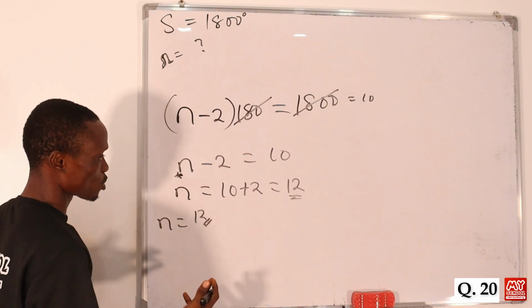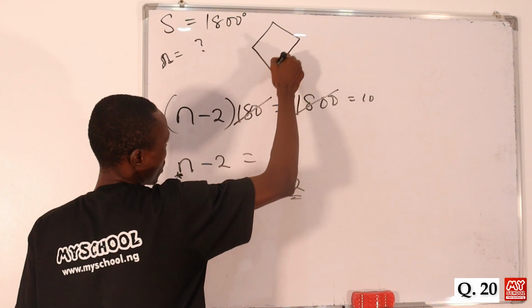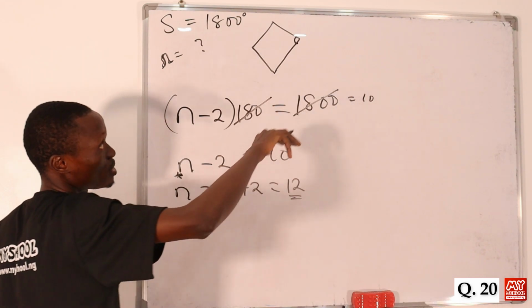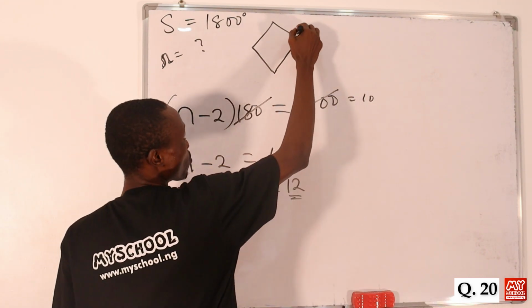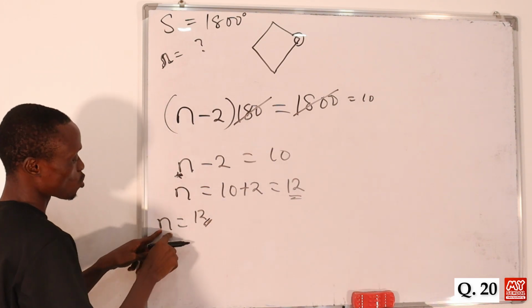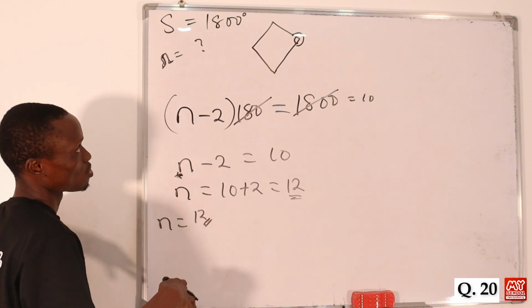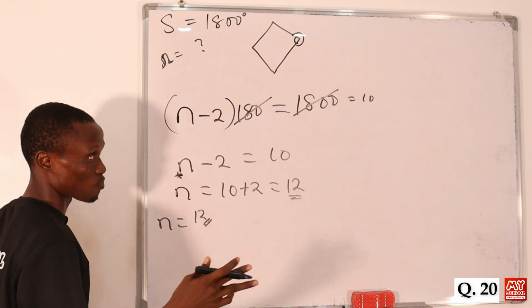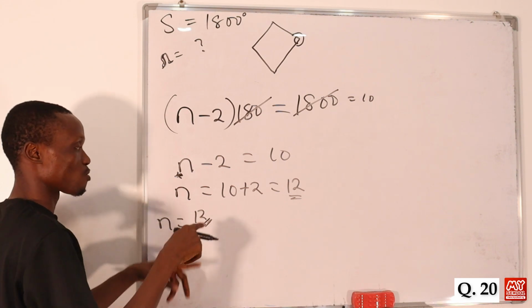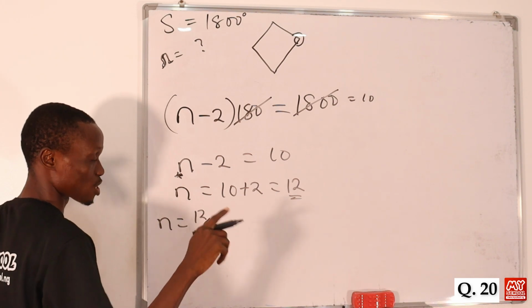Remember that for a polygon, let's say we have a quadrilateral. Of course, a quadrilateral is a polygon, right? So the angles that are inside are what we refer to as the interior angles. But there are also angles outside. Those angles outside are what are referred to as exterior angles. Now, remember that the sum of exterior angles of a polygon is equal to 360. Since we know the number of sides, we can calculate the size of an exterior angle.